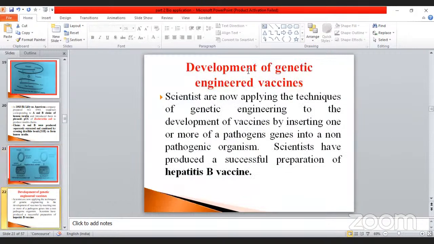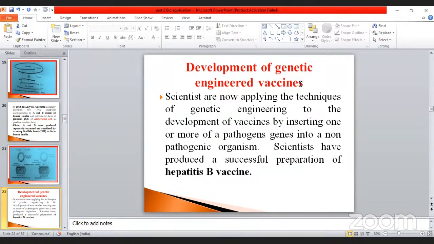What is the next one? Development of genetic engineering vaccines. How does genetic engineering vaccine preparation take place? There are so many diseases that have been reported, and nowadays we are facing so many problems also. Scientists are now applying genetic engineering techniques to the development of vaccines by inserting one or more of the pathogen's genes into non-pathogenic organisms. What is a pathogen? A pathogen is nothing but the disease causing organism. Only they produce the disease.